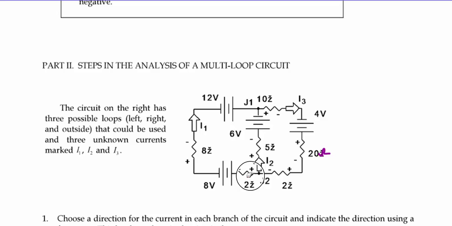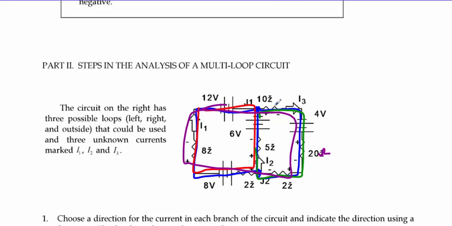It's slightly complex in that we have 4 power supplies in it, and then there's also 3 branches. Here's a branch between junction 1 and junction 2, here's a branch between junction 1 and junction 2, and here's a branch between junction 1 and junction 2. Not only are there 3 branches, there's 3 loops. We can go through the left loop, we can have current flowing through the right loop, and we can have current that flows all the way around the loop. So this is a fairly complex thing with lots of power supplies, lots of resistors.